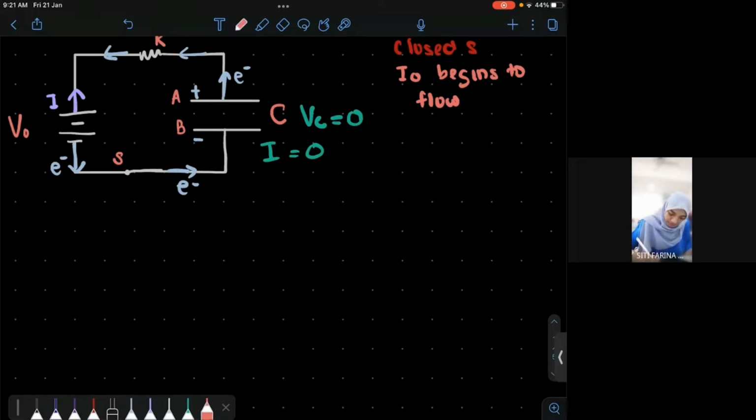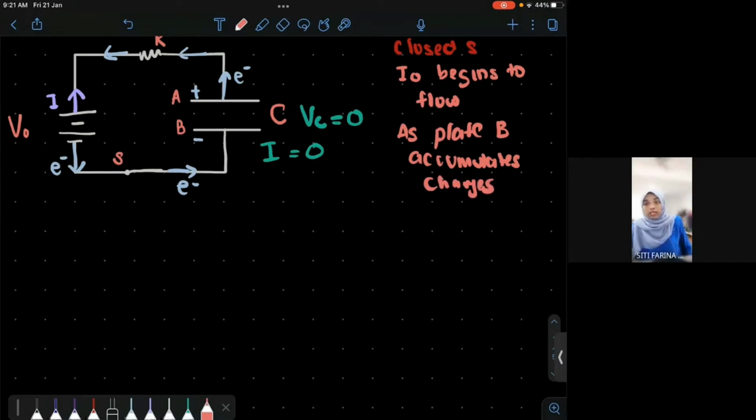So what happens? Initially, as plate B accumulates charges, causing plate A to become positive here, we will have a potential difference. Okay, there will be a potential difference. So as you are accumulating charges here, initially the potential difference across the capacitor was zero because it was neutral. Now we have a negative and a positive plate. So you can find the potential difference.